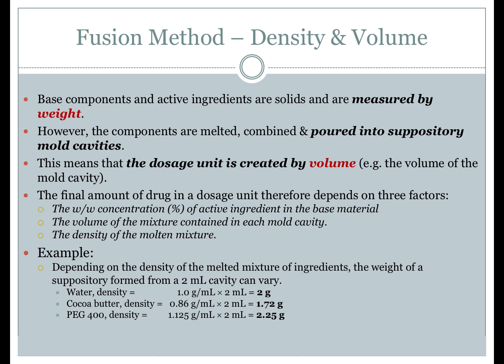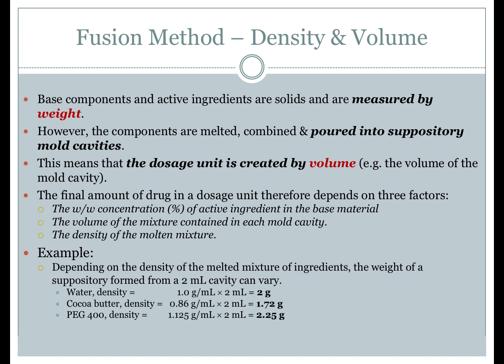First, when using the fusion method, we will weigh a certain amount of our suppository base. We will also weigh a certain amount of our active ingredient powder. Next, the base will be liquefied, and then our active drug will be added and dispersed throughout the molten base. This mixture is then poured into the suppository mold cavities. We do not pour in a certain weight, we fill the mold up to its cavity limit. That means that the suppository, or our dosage unit we are preparing, is actually created by volume, not by weight.